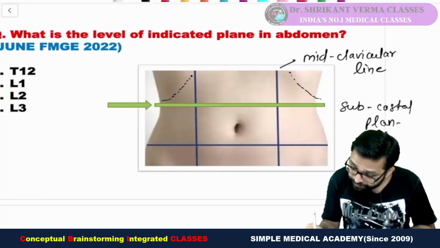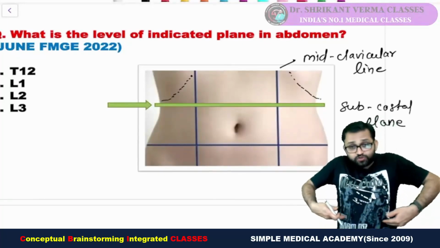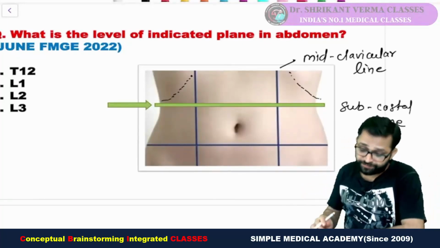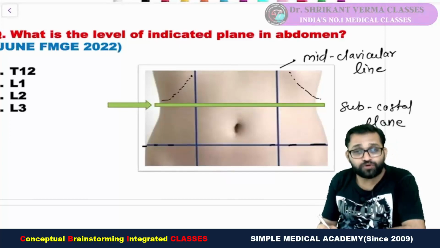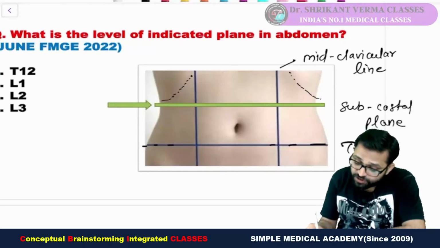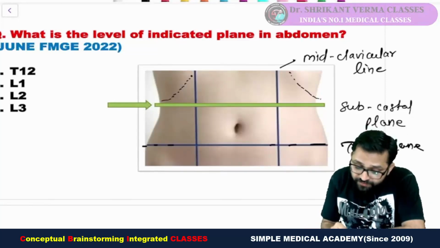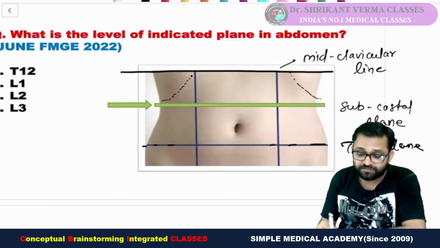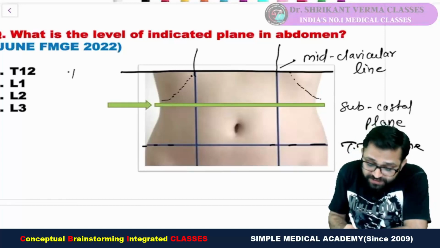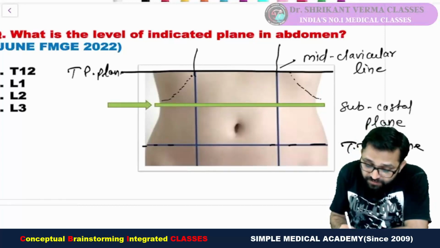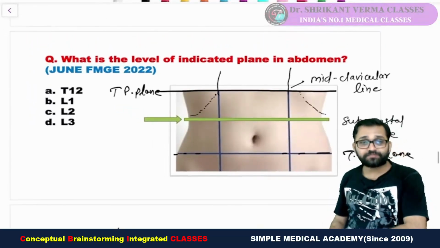subcostal plane, because it is passing through the lower margin of the rib, and it is passing through the, yes, hip bone tubercle part. This is our transtubercular plane. Yes, 9 quadrants, divided by one line. One more line you have to show, that passes through the pyloric part of the stomach, that is the transpyloric plane. So these are our different planes.